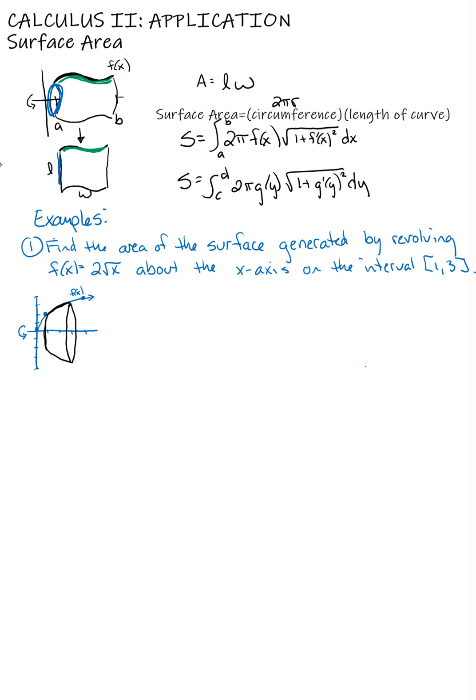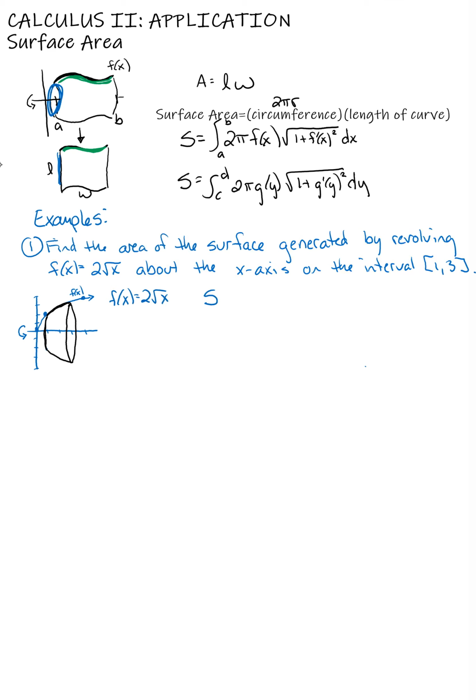Let's try an example. Let's find the area of the surface generated by revolving the function f of x equal to 2 square root of x about the x-axis on the interval from 1 to 3. I've already graphed this, so take your time. Make sure you know how to get this graph on your own. So let's see. We have our function f of x, 2 square root of x.